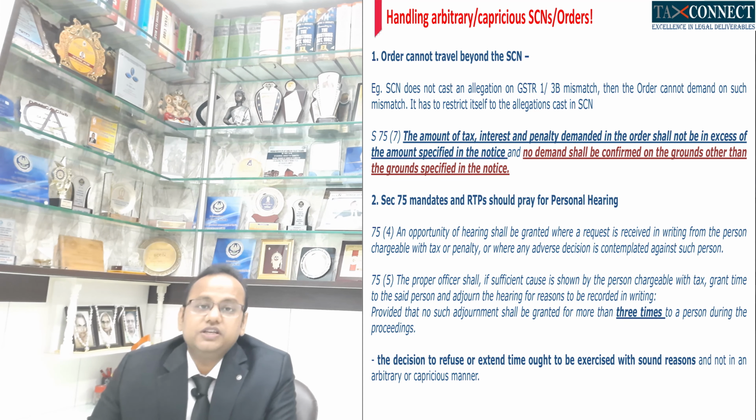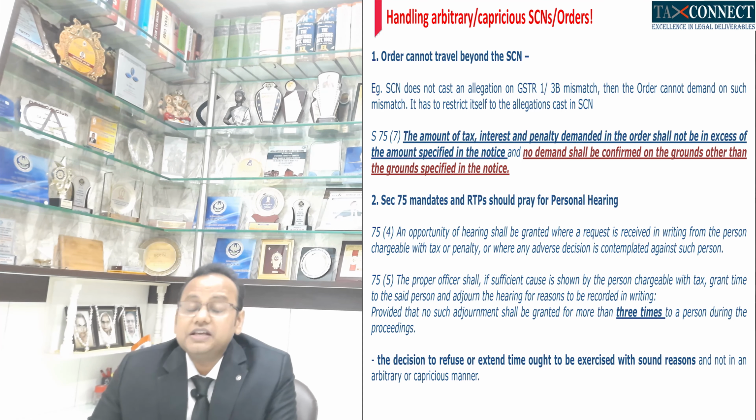Important also is for the adjudicating or the appellate authority to consider each and every point raised by you and reply filed by you and the submissions provided by you in the personal hearing stage. In case cognizance is not given of your replies or representations, then it would be violative of the rule of law as embedded in 75(4) and 75(5).